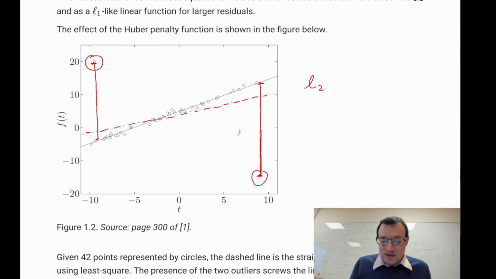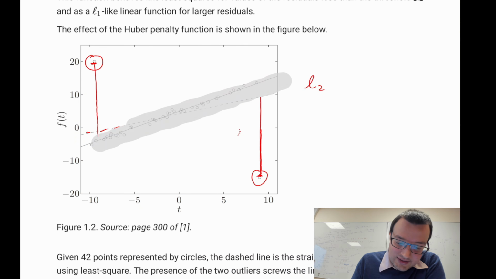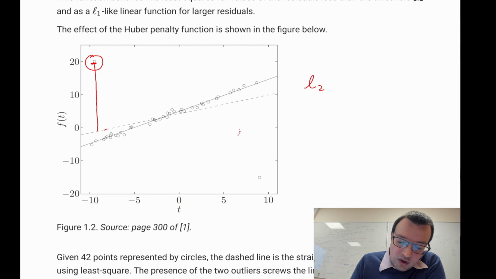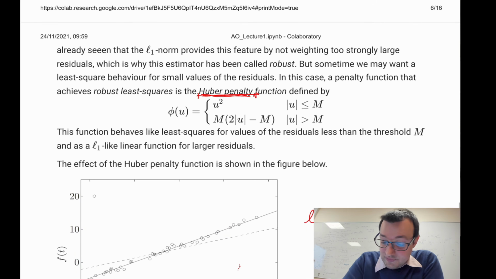I mean, we see that the approximation here is bad, because we clearly see that the line should actually be this line, the line that goes through the points, the solid line. So how to do that? Well, in that case, we can use a penalty function which is called the Huber penalty function. It works very well in practice, so that's why you should be aware of it.